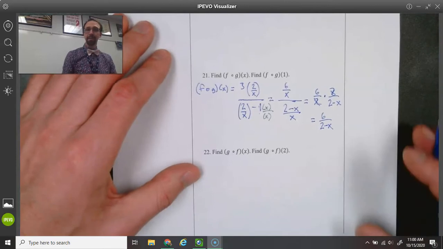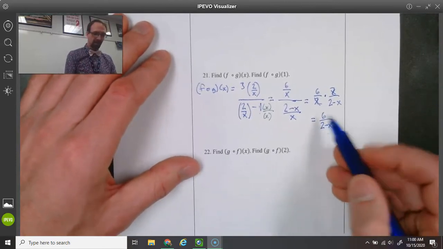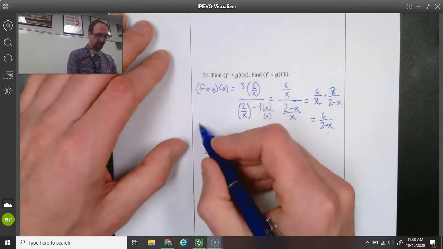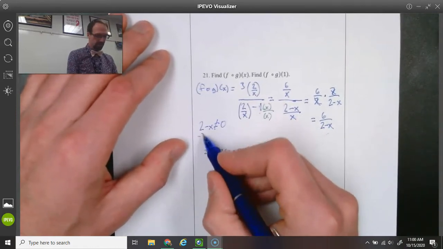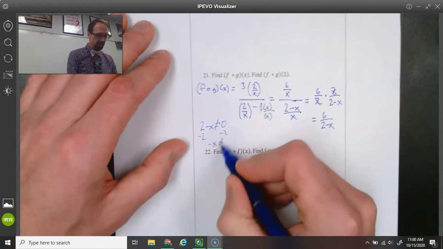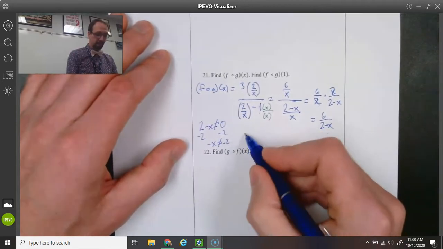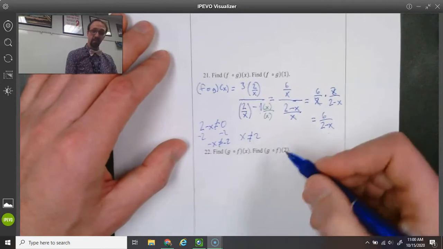So now when we find the domain, we need to find the domain of this value. So we set 2 minus x not equal to 0 and then solve. Subtract 2 from both sides. Negative x cannot equal negative 2. Divide by negative 1, and you get x cannot equal 2. That's one of the values.